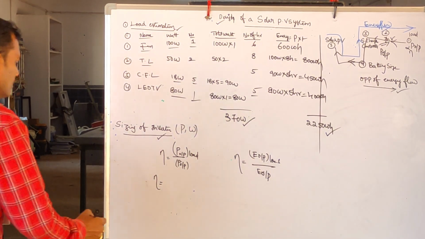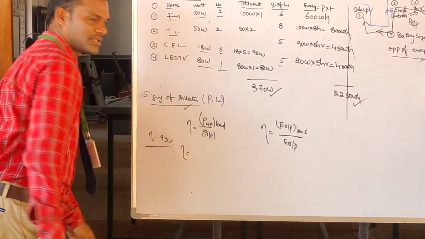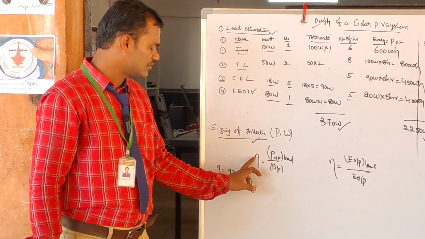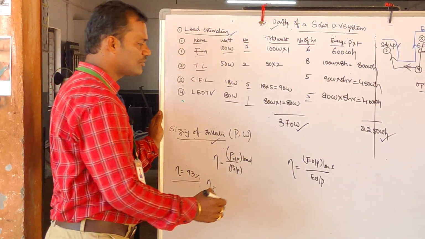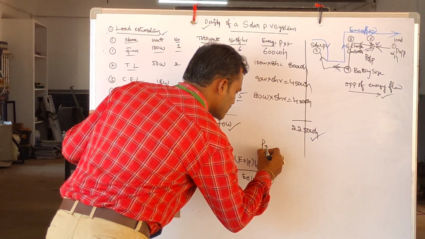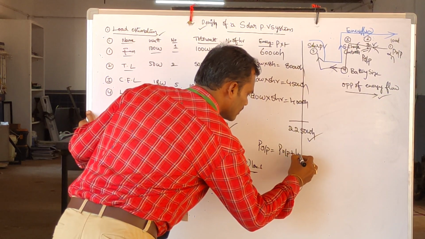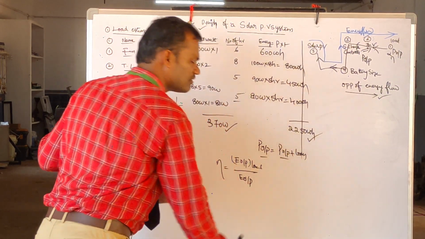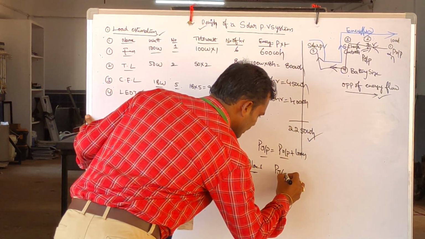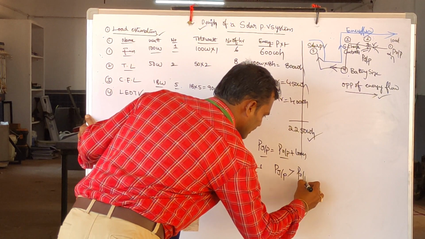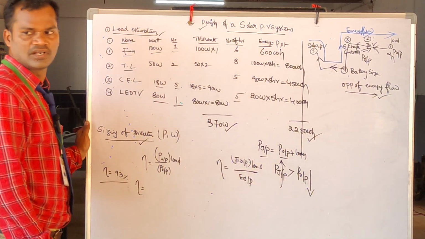So let us assume the efficiency of the inverter as 93%. Now efficiency is known to us and output power is also known to us. We know the relation: input power is equal to output power plus losses. Between input and output power, which is greater? All the time, input power is greater than output power, whereas the output power is lower.